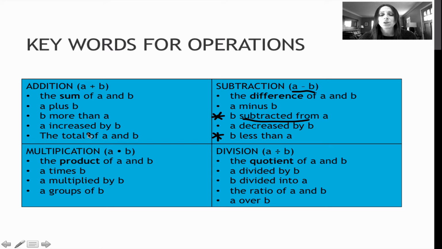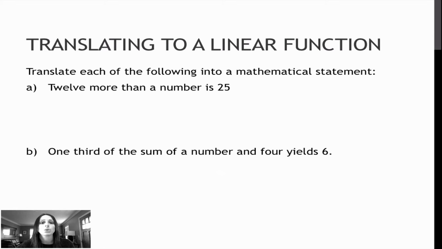The rest of them are pretty straightforward. Really know these key terms, the ones I've bolded: sum, difference, product, and quotient. You'll see those quite a bit. Those are the mathematical terms that mean the solution to an addition problem or solution to a subtraction problem, etc. The very last one I want to talk to you about on this page is b divided into a. Again, that's one where they're giving it to us in the wrong order, and we just have to recognize that and know what to do with it. So let's do these together and see how we do.